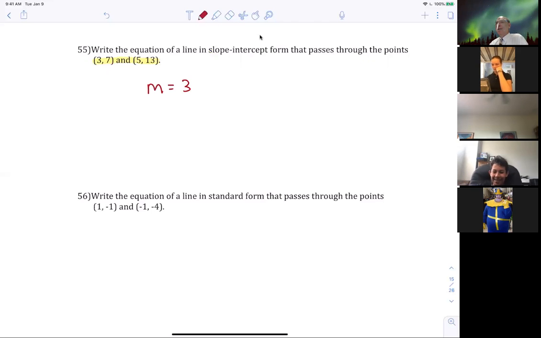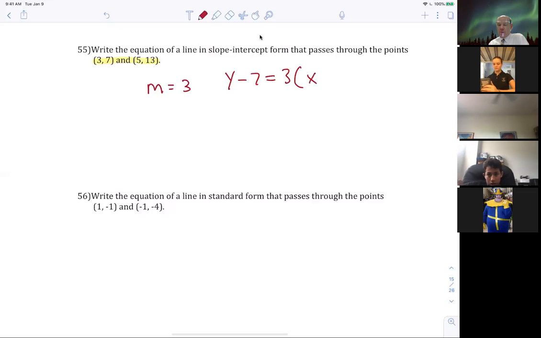Now, let's write the equation. Mr. Varner, tell me. Y minus what? Say it. Equals 3. Yes. x minus 2. Beautiful. All right. Now, remember, it's all the same line. Does everybody agree? It's all the same line.